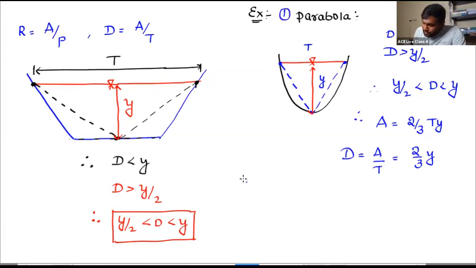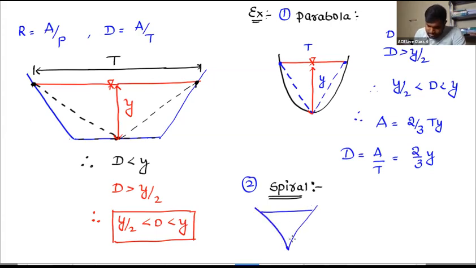I'll give you one more thing. Spiral. And in the case of the spiral, this is the spiral section. So in the case of the spiral, now you see, whatever this is going to be the triangle.